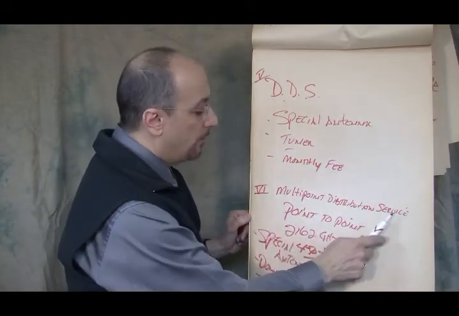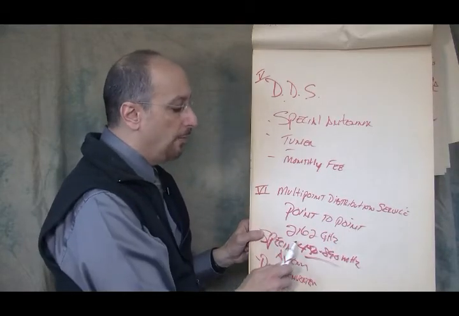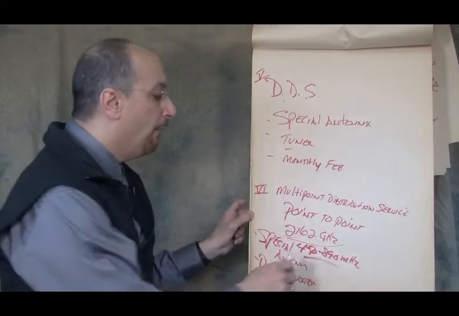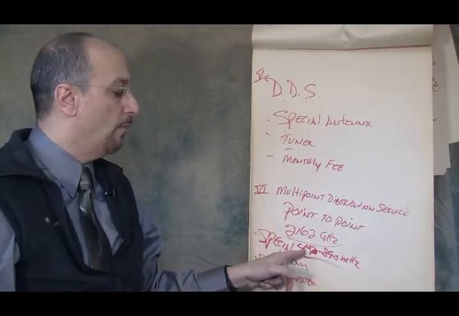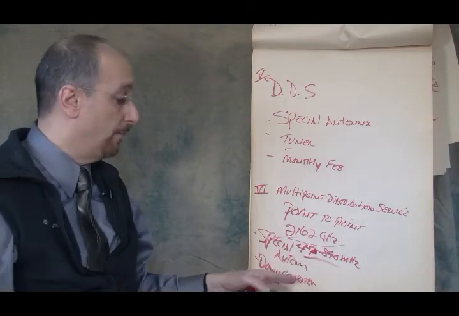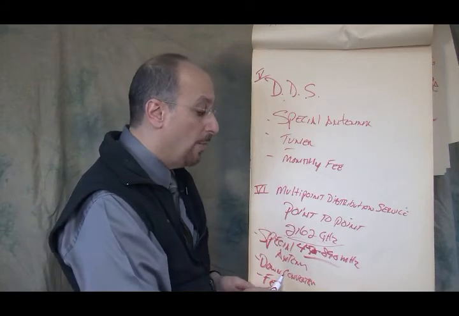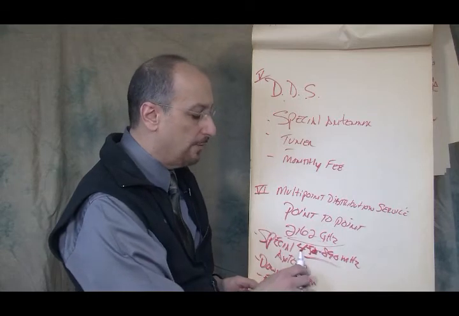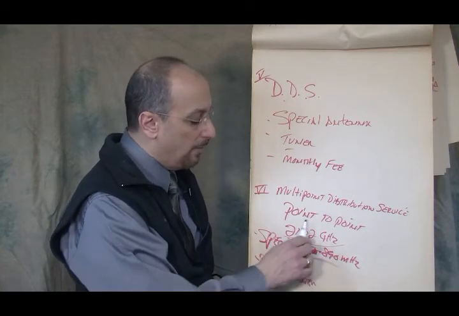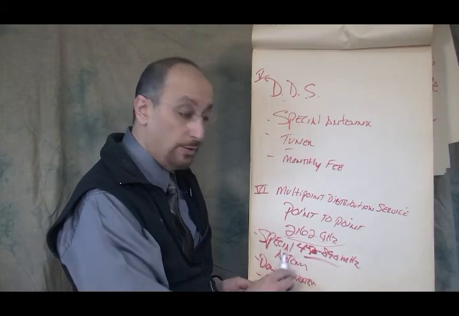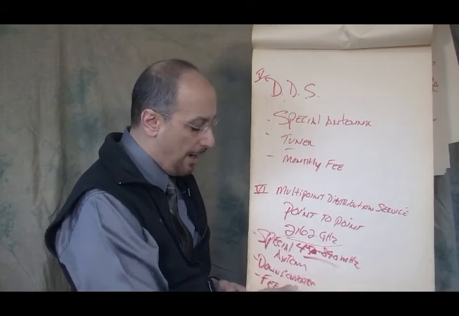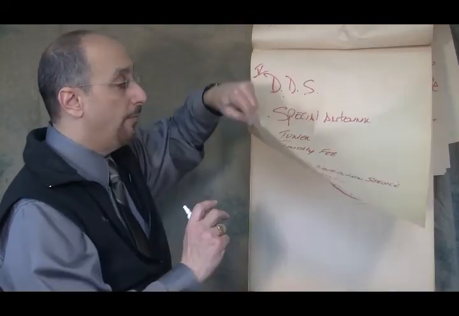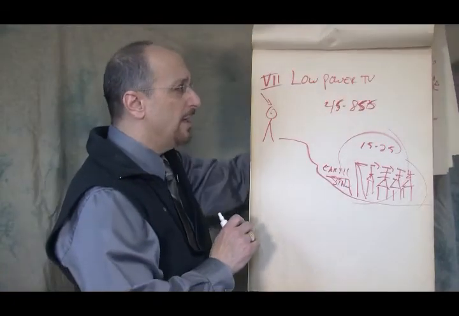Then you have multi-point distribution service, point-to-point communication. It uses a much higher frequency, 2162 gigahertz, as opposed to 45 to 890 megahertz, which is conventional television. You need a special antenna and a down converter, because your TV cannot receive 2162 gigahertz. It only receives 45 to 890 megahertz. So you need a down converter to convert this signal to a smaller signal so your TV can receive it. Then you can watch it, and again you pay a monthly fee. That was the beginnings of teleconferencing, video conferencing. We use different stuff today, but it still exists, I think.